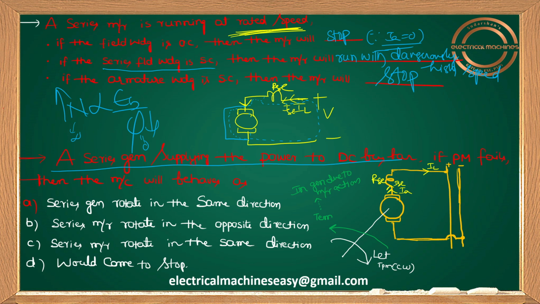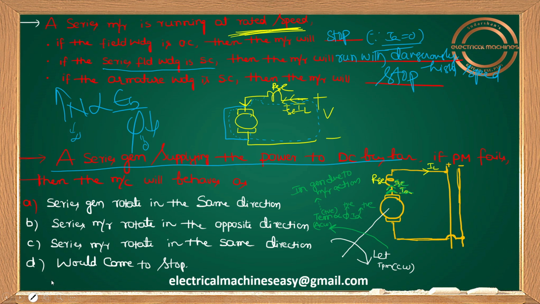So if TPM is clockwise, Tm becomes anti-clockwise. Tm is proportional to phi into I, where phi corresponds to the direction of ISC, and this I is IA. If I take ISC upwards as positive, and IA upwards as positive, then I'm taking Tm as positive here. So positive means anti-clockwise in our assumption.